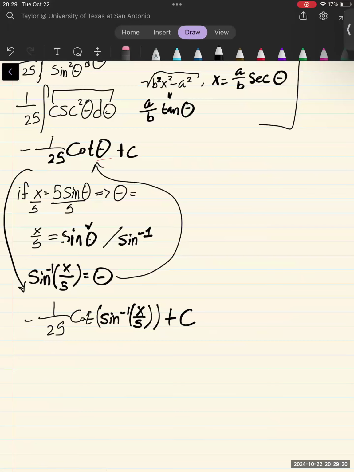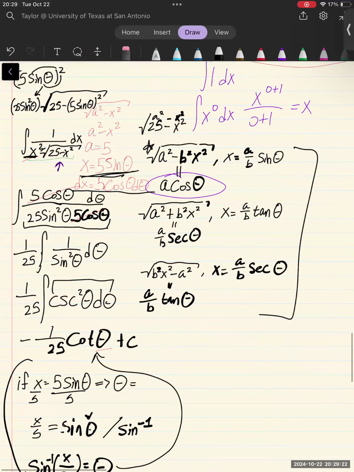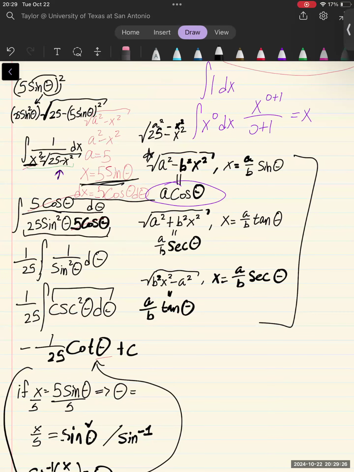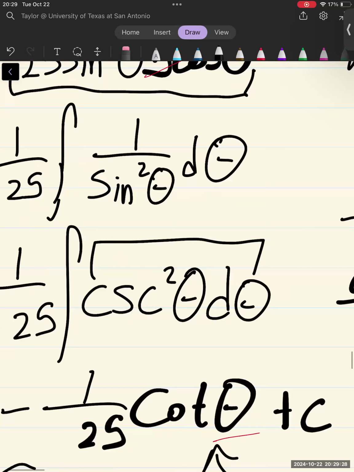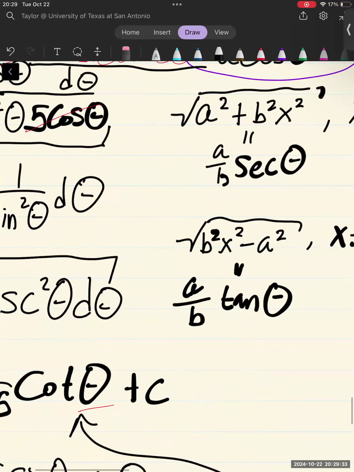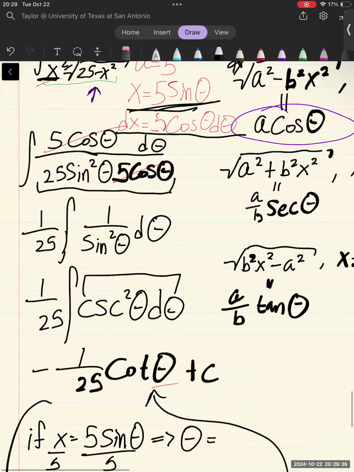I had a question. Could you possibly go back to the 1/25 cosecant squared and explain how you got to the final answer? Because I kind of got stuck there. Yeah. So 1 over sine is cosecant, right? So 1 over sine squared is cosecant squared.